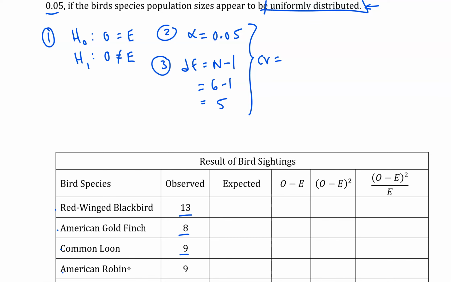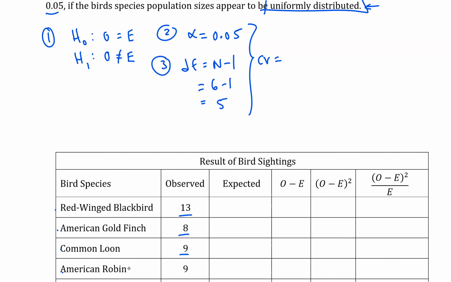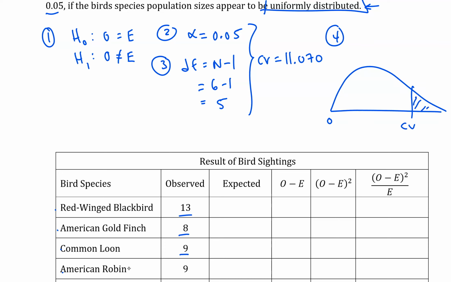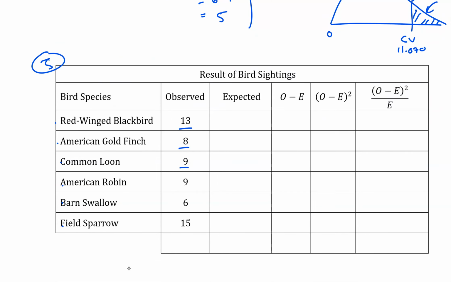We'll look up our critical value, 5% at 5 degrees of freedom. So 5% at 5 gives me a critical value of 11.070. Step 4, sketch our graph as usual. And that corresponds to an alpha of 5%. And then step 5 is our test statistics. So we've drawn the line, our pass-fail region, so now we have to test it out.